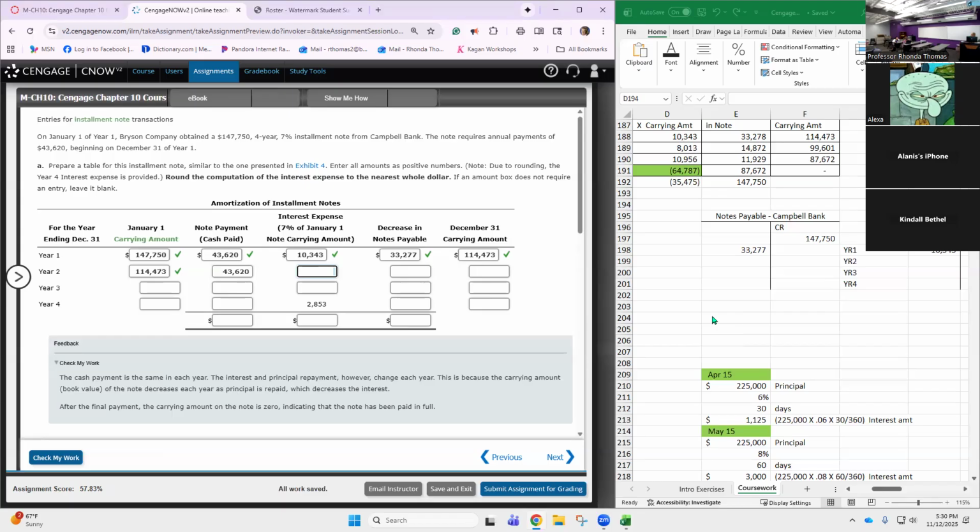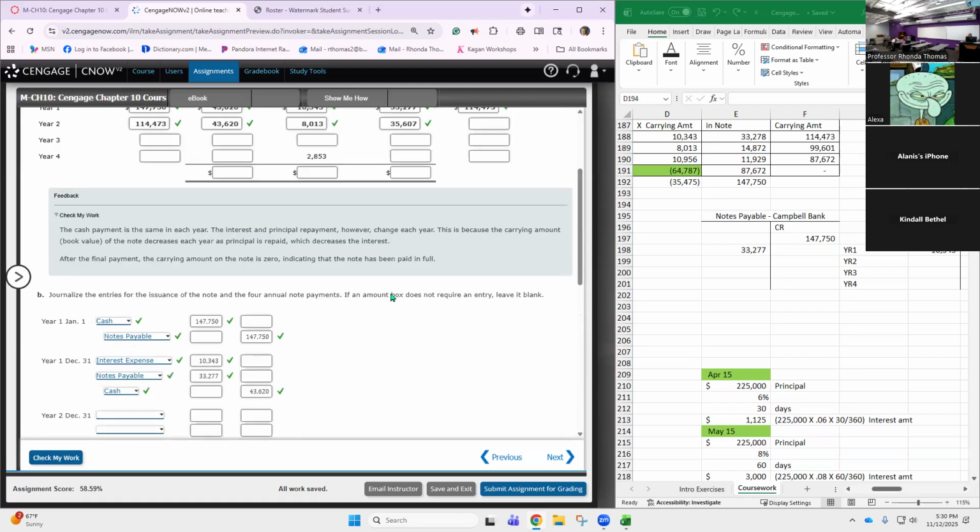114,473 times 7%. I get $8,013.11. Now, what do they say that we're supposed to do? Round the computation of the interest expense to the nearest whole dollar. All right, so we're going to round it down. I got 8,013. So we just simply want to subtract the 8,013, 43,620 minus 8,013. I got 35,607.